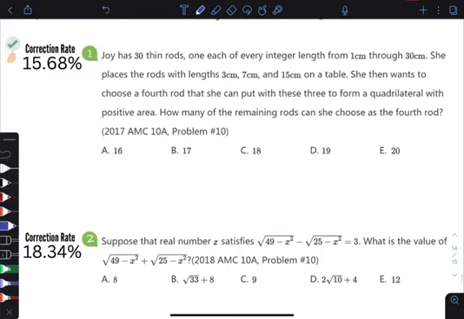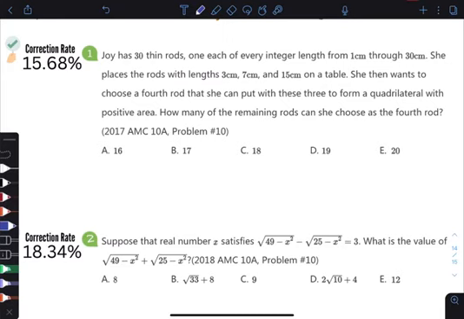Joy has 30 thin rods, one each of every integer length from 1 cm to 30 cm. She places rods with lengths 3, 7, and 15 on the table. Then she wants to choose a fourth rod that she can put with the 3 to form a quadrilateral with positive area. So a quadrilateral with positive area just means a normal quadrilateral. How many of the remaining rods can she choose as the fourth rod?